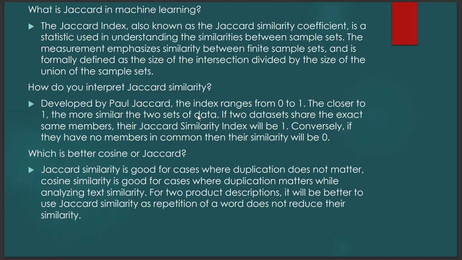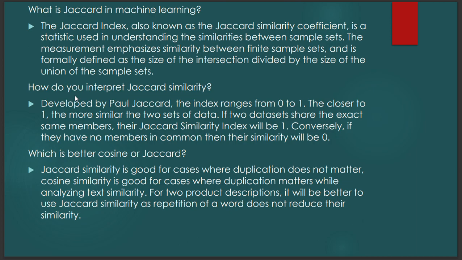What is Jaccard similarity in machine learning? The Jaccard index is also known as the Jaccard similarity coefficient. It is statistically used in understanding the similarity between sampled sets. The measurement emphasizes the similarity between finite sample sets and is formally defined as the size of the intersection divided by the size of the union of the sample sets.